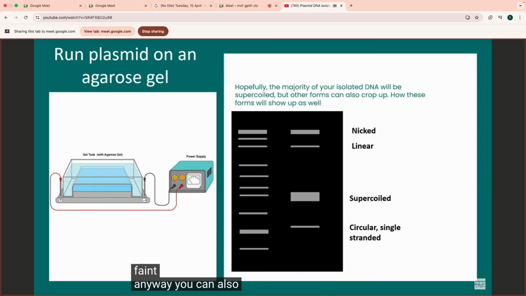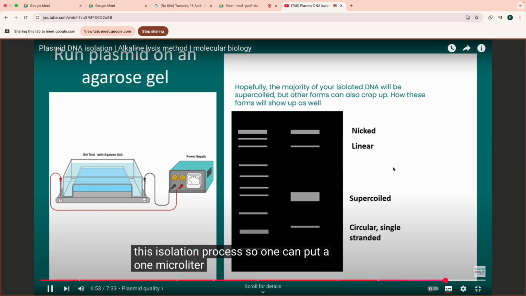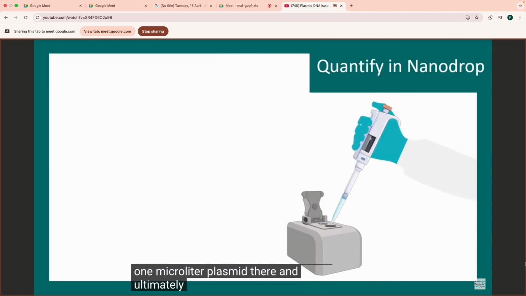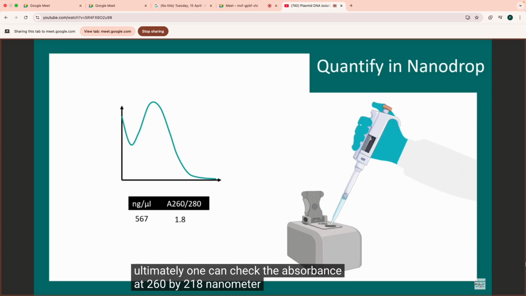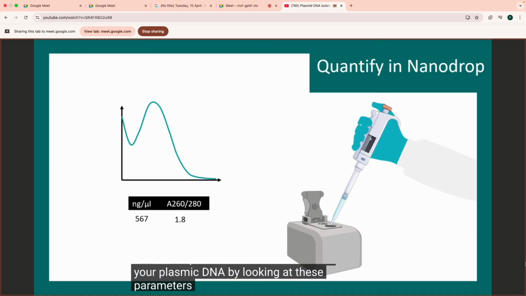Anyway, you can also check the quantity of plasmid, that is, how much is the yield of this isolation process. So one can put 1 microliter of plasmid there, and ultimately one can check the absorbance at 260 by 280 nanometer. It should come around more than 500 nanograms per microliter for a good yield, and the 260 to 280 ratio should be 1.8 for pure DNA. If this ratio is not proper, then there could be a problem or contamination in your plasmid DNA. By looking at these parameters, you can understand how good the isolation is.